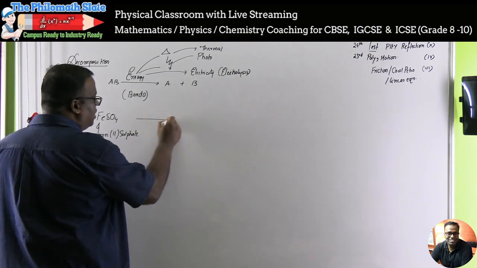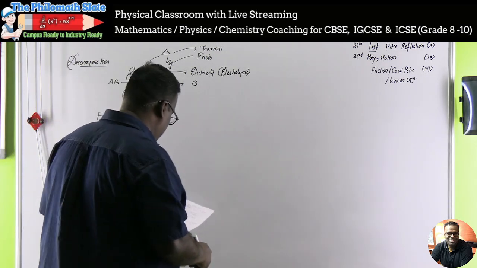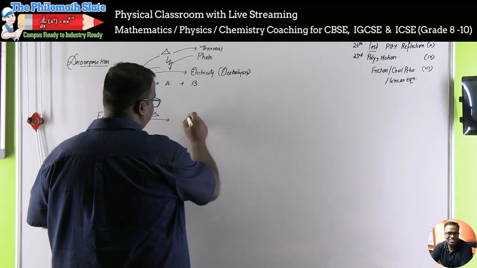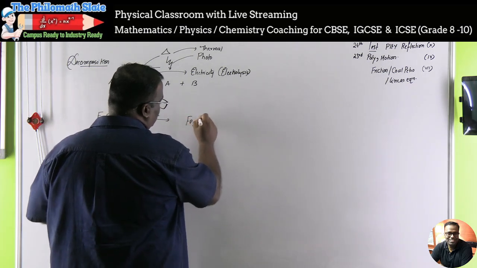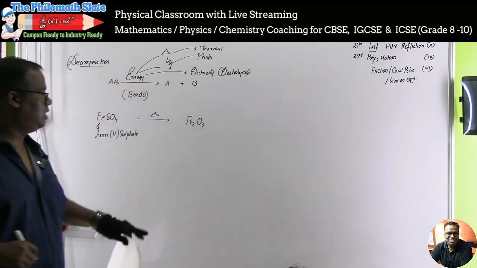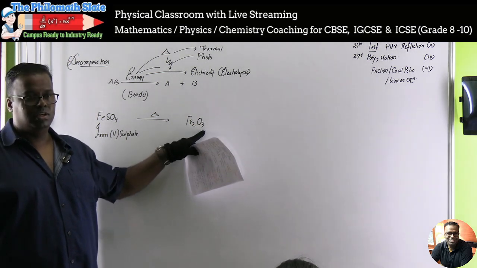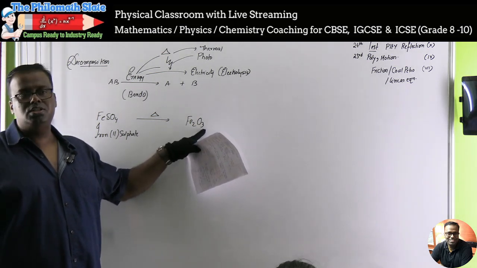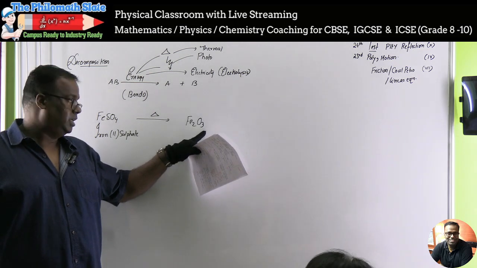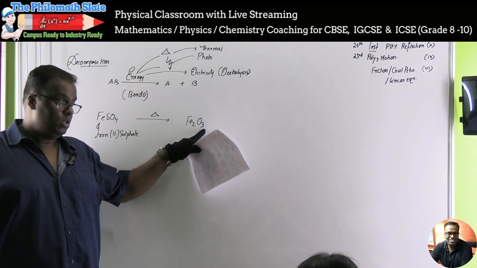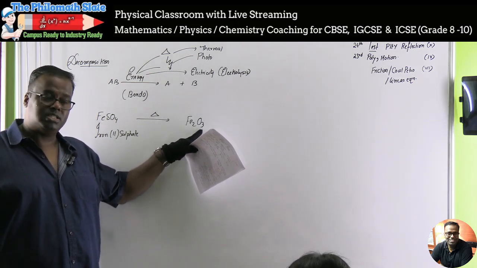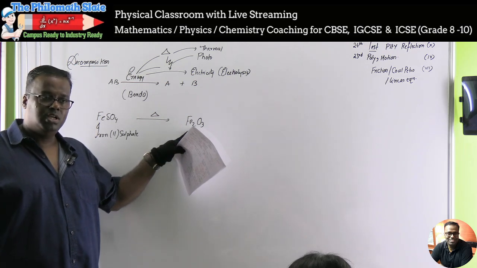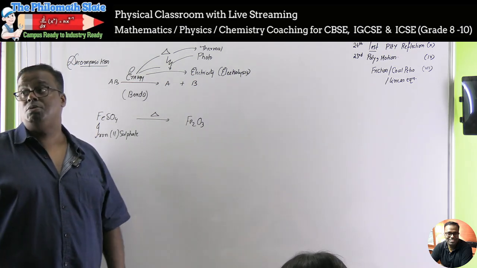Iron 2 sulfate को अगर हम हीट करेंगे, if you are trying to heat, then it forms Fe2O3. Look at the state out here, Fe2O3. So Fe2O3 means oxygen is what? -2. -2 into 3, -6. So this has to be -6. Already 2 is there, so it should be +3.